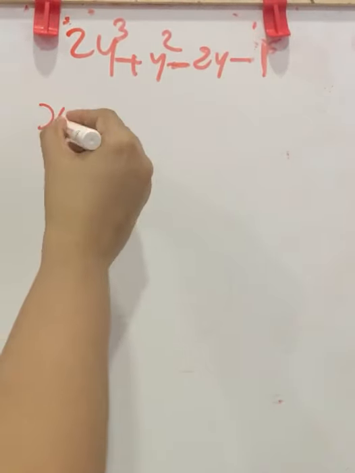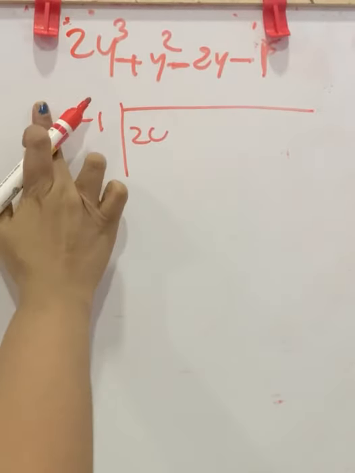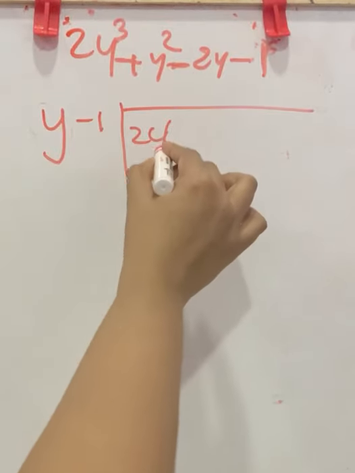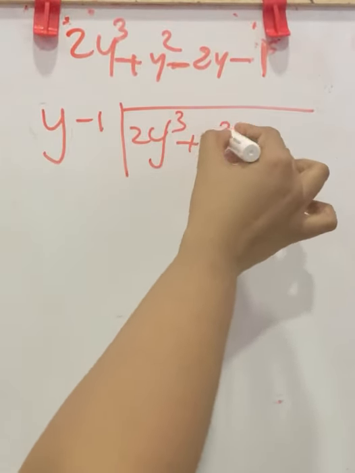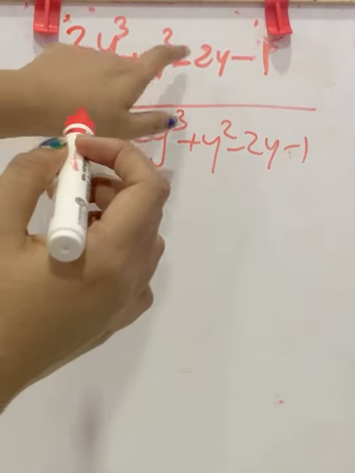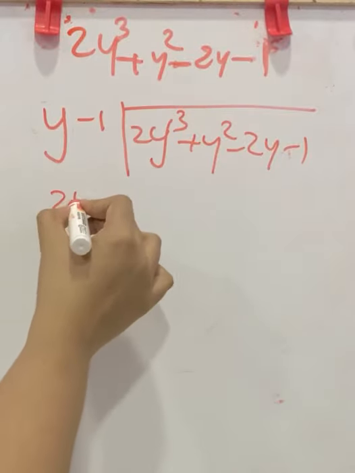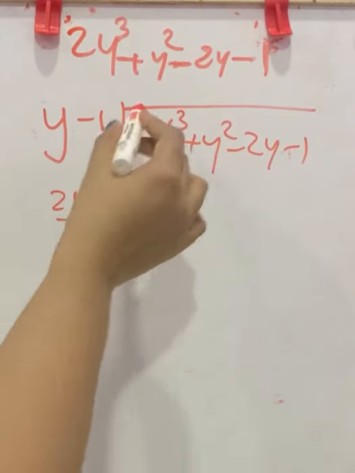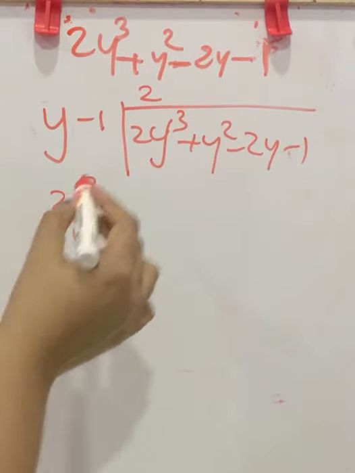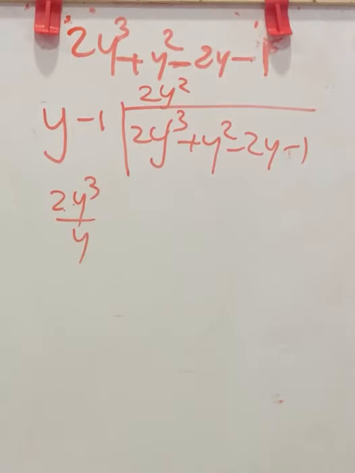If x minus 1 is a factor, you want to divide by it. Here we are talking about y minus 1 because the polynomial is in y. Divide 2y cube plus y square minus 2y minus 1, and you will get a quadratic polynomial. To get the first term, 2y cube by y: 2 is here, y cube by y is y raised to 3 minus 1, that is y square.